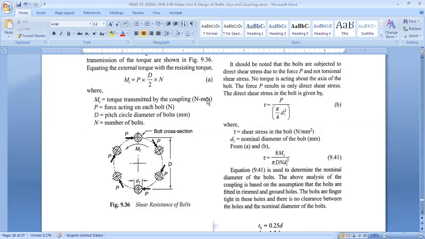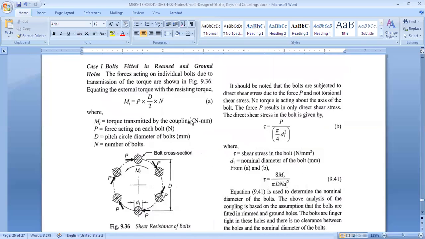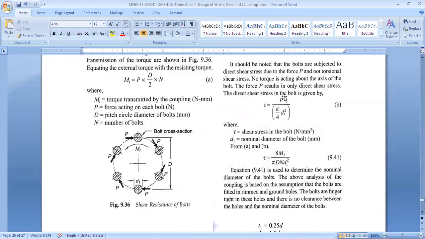Here MT is the torque transmitted in Newton mm, P is the load in each bolt. We can find out P if we know the pitch circle diameter and the number of bolts. And once we know P, we can find out the diameter of the bolt. So here MT is equal to P into D by 2 into N. Now tau, as I said, is equal to P upon pi by 4 d1 square. Just now we talked about it: the shear stress in the bolt is P upon pi by 4 d1 square.